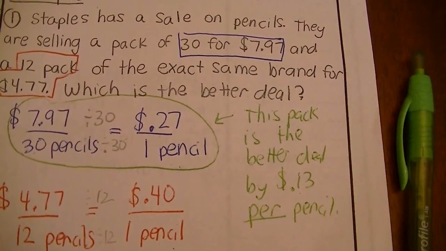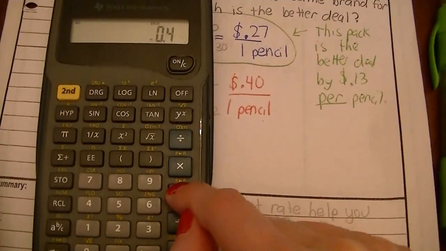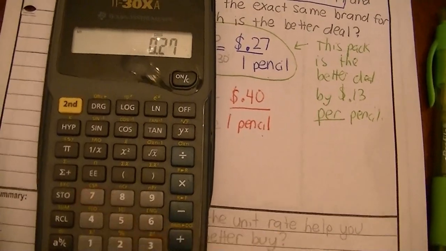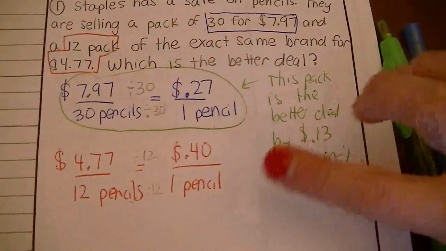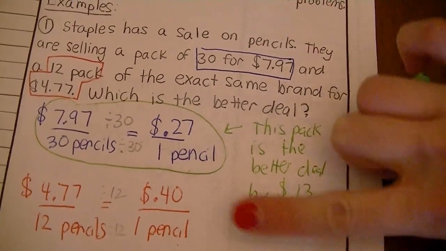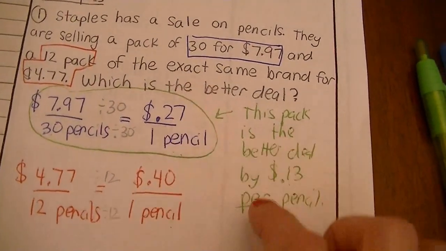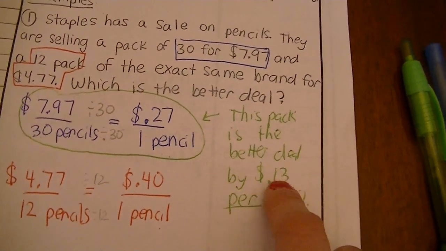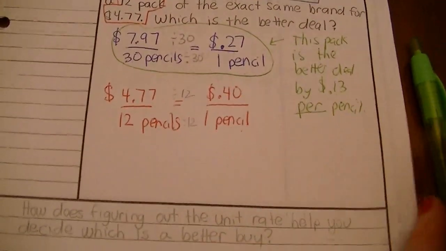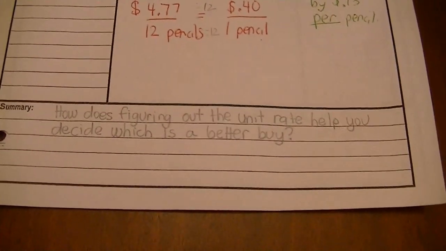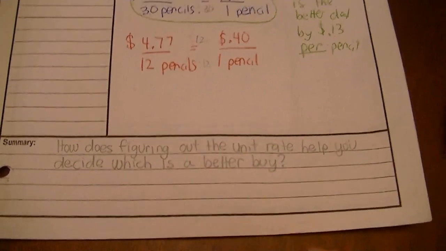Okay, the way I got that 13 cents is you can just go 40 cents minus 27 cents. And see 13-cent difference, but you got to include this per pencil part, okay? Because if you just said, oh, it's a better deal by 13 cents, when someone reads that, they're going to be like, no, that's not 13 cents, and they might get confused, okay? So you got to subtract your unit rates from each other to get that better deal per pencil or per whatever you're comparing, okay? So for your summary, I want you to answer this question, okay? Don't slack off. How does figuring out the unit rate help you decide which is a better buy?